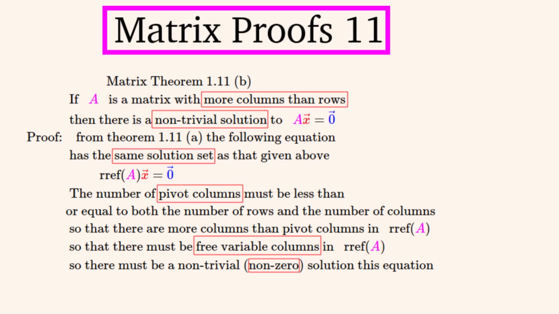And the existence of free variable columns implies that there is a non-trivial solution for this second equation, and therefore for the first. So let's write this down more mathematically. We'll set this big green X to be equal to the solution set of this equation, and it's not equal to the trivial solution, which is the set that only contains the zero vector. So that's it, we've proven it.